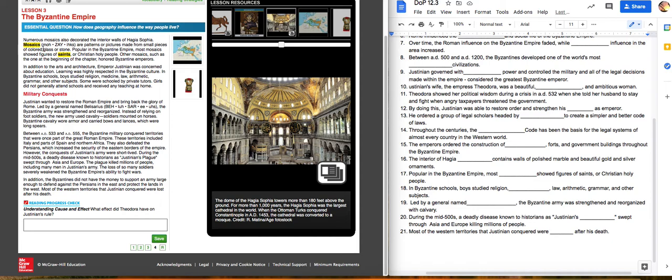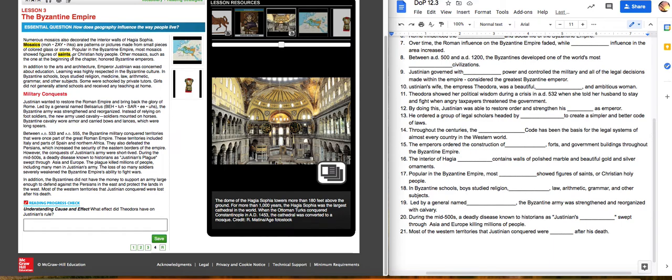Finishing it up. Numerous mosaics also decorated the interior walls of the Hagia Sophia. Mosaics are patterns or pictures made from small pieces of colored glass or stone. We've been looking at them for 2 chapters now, guys. Popular in the Byzantine Empire, most mosaics showed figures of saints. So you're at number 17 in your notes.